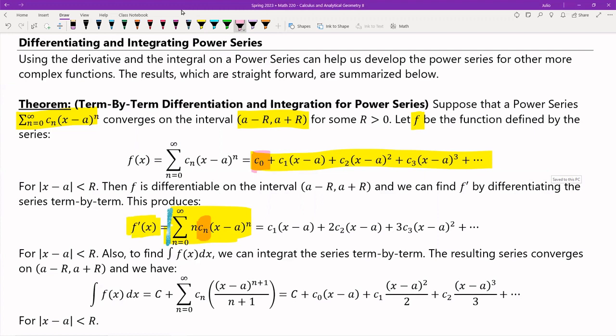Did I mess up? I did mess up. Look at me go. That's not supposed to be there.